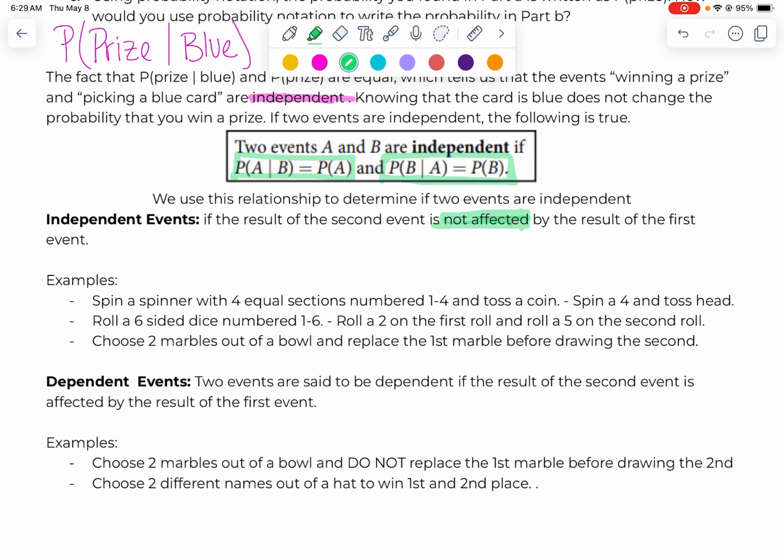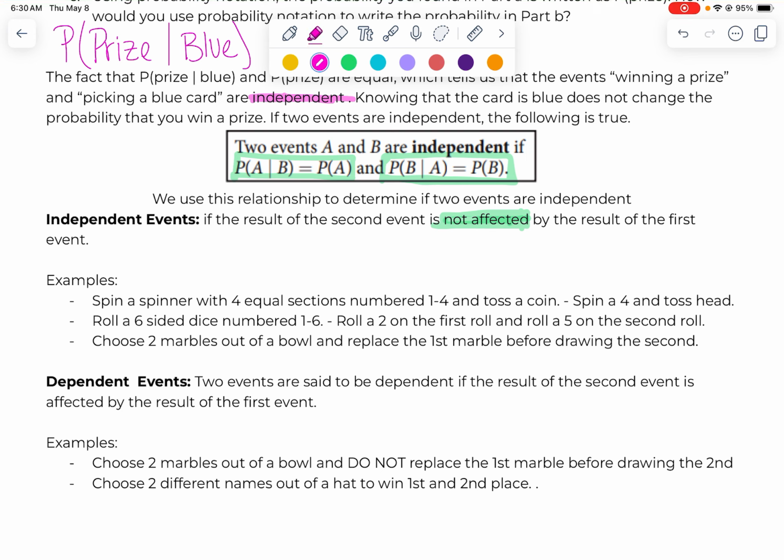You could roll a 6-sided dice, numbered 1 through 6. You could roll a 2 on the first roll, and you could roll a 5 on the second roll. What you roll first does not determine what you roll next, because it's the same dice, it could land on the same number.